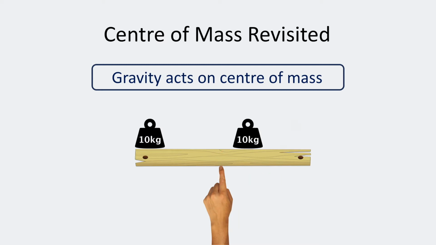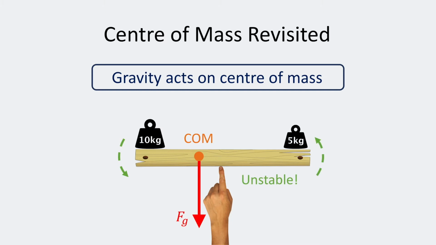Here we have moved one of the weights slightly inwards, and this will actually move the center of mass in the same direction. And since gravity acts on the center of mass, this will cause the plank to rotate, so this is an unstable setup. Similarly, if we would have a 5 kilogram on the right side, this would also cause the center of mass to move inwards. And since gravity acts on center of mass, this is also an unstable configuration.